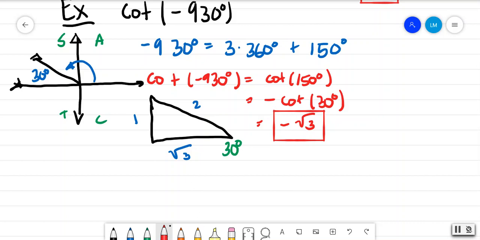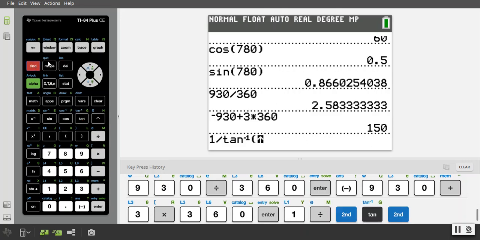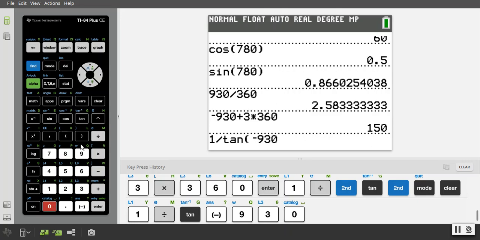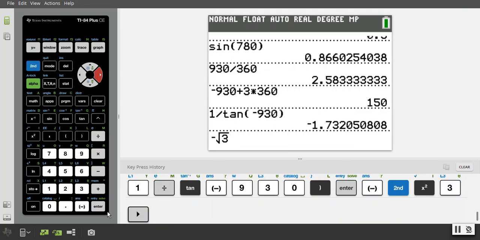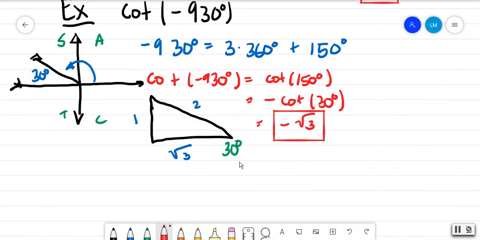Now, if you go to your calculator, note that you get the exact same thing. So you would have to do 1 divided by tangent of negative 930, and we hit enter. Now check this out. Minus root 3. It's the exact same thing. So we see that if we plug it in, we get the approximation right away, but notice that we got the exact value, which is very important.